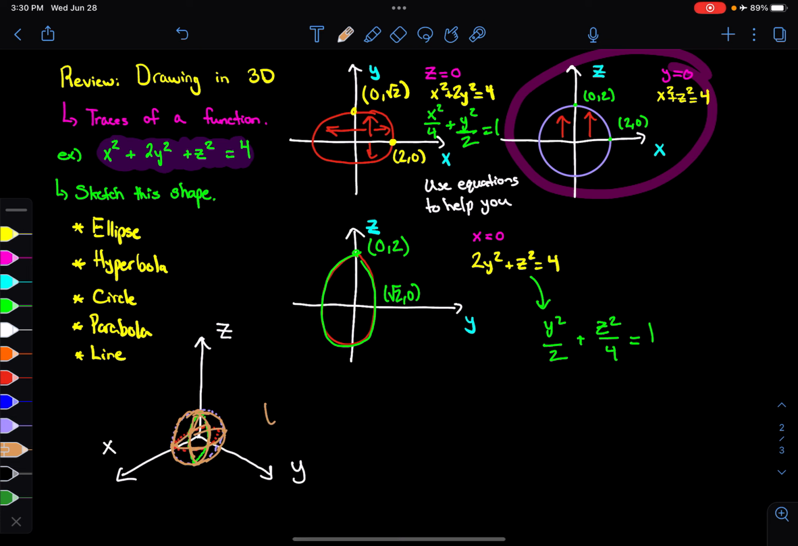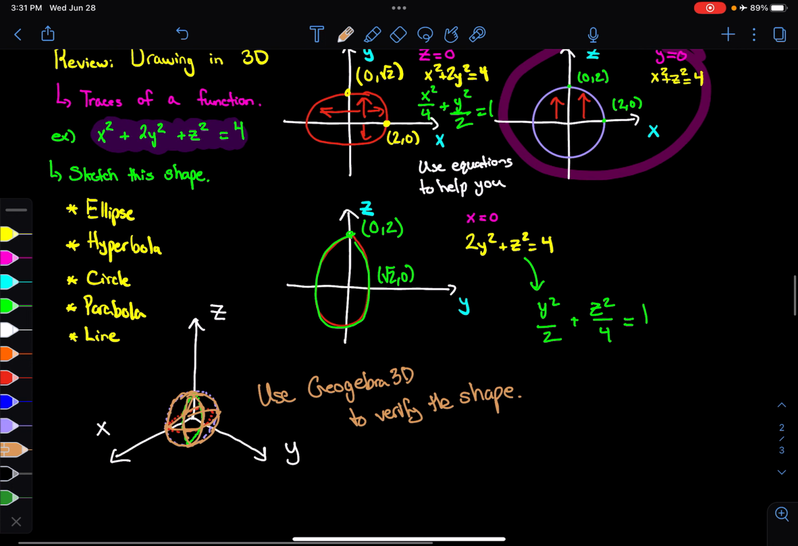And we could use Desmos or, since we're in 3D, GeoGebra 3D to verify the shape. But again, I would like to stress to you all, this is super important because later on in this class, we'll be discussing what it looks like when two shapes intersect. What is going to be the region of integration that exists underneath this shape, AKA what shadow does this shape cast onto the XY axis?